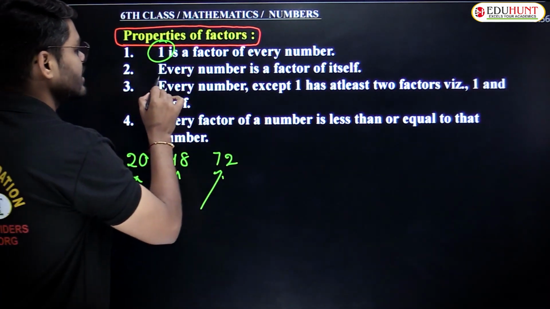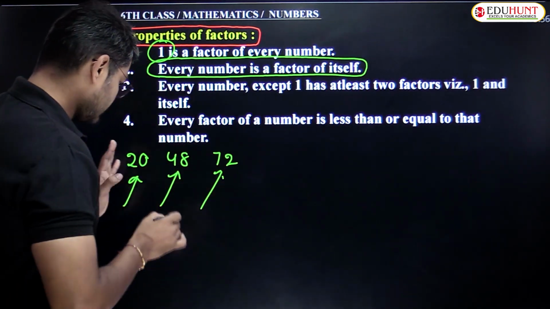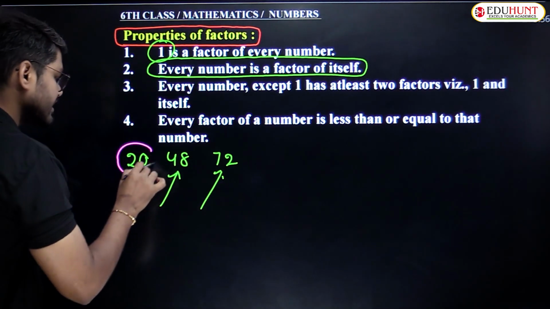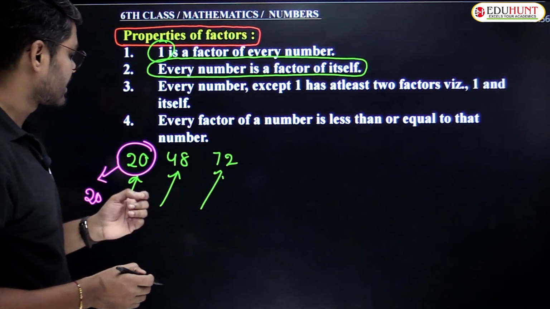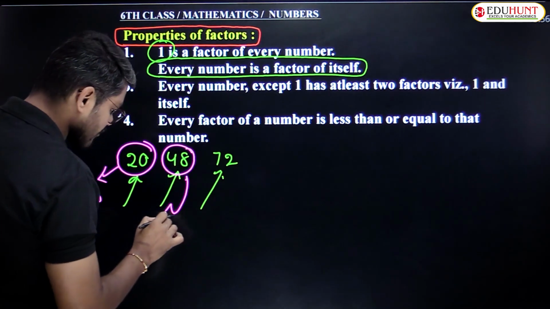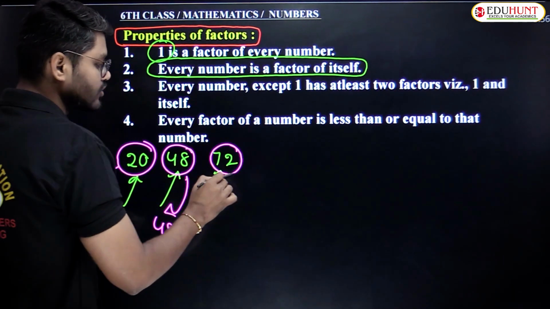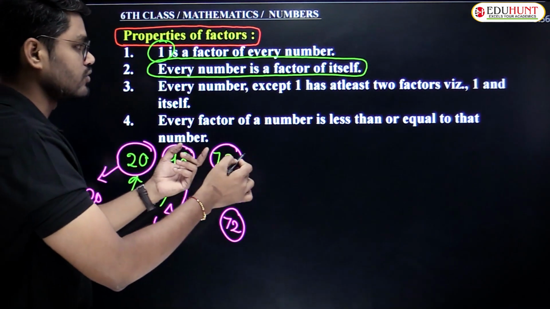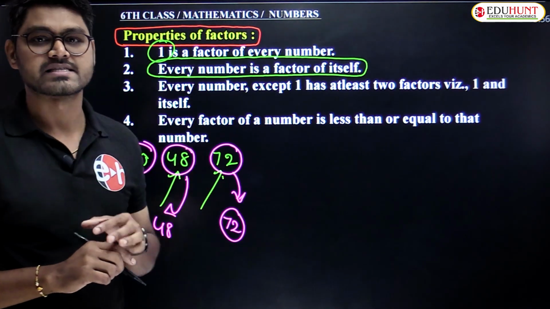Second statement, every number is a factor of itself. Take these examples only. In this, 20 is a factor of 20, 20 ones are 20. And 48 is a factor of 48, 48 ones 48. And 72 is a factor of 72, 72 ones 72. That is the meaning of the second statement. Every number is a factor of itself.